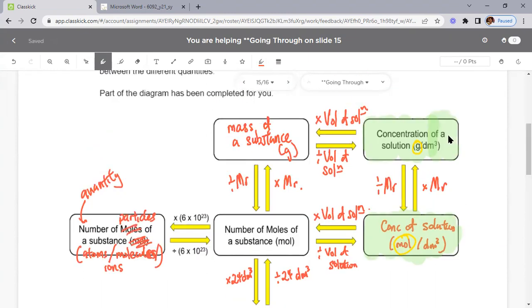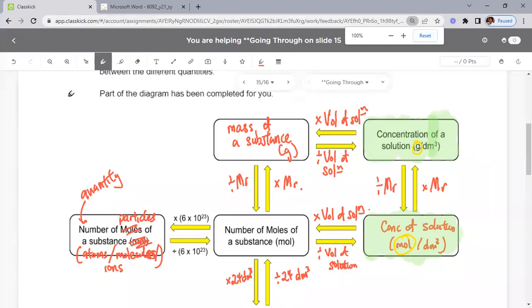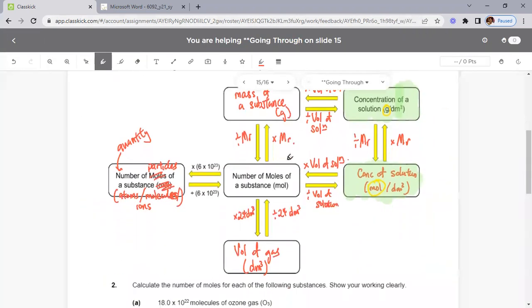So this is actually all the interconversions that you will need to know, to help yourself be able to do all the interconversions.